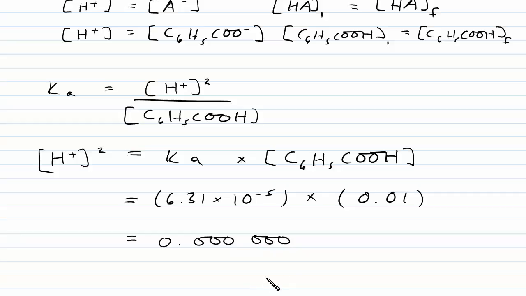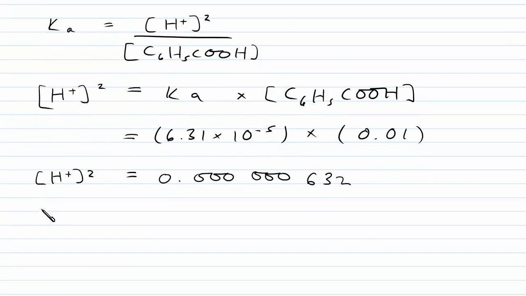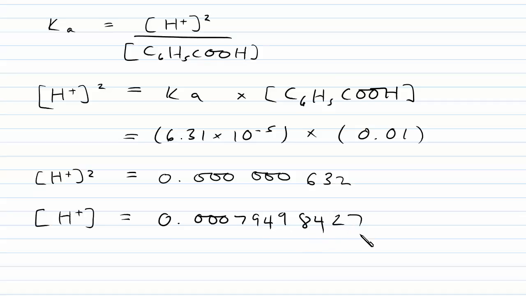So you can see the concentration of hydrogen ions squared, it's important not to forget that squared, will be 0.000000632. So now we know the concentration of hydrogen ions squared, we can take the square root of this number to find out the concentration of hydrogen ions. So that would be 0.00079498427. Now, as the final part of the question is asking us to round, I haven't rounded anything yet. I've kept my numbers nice and large.